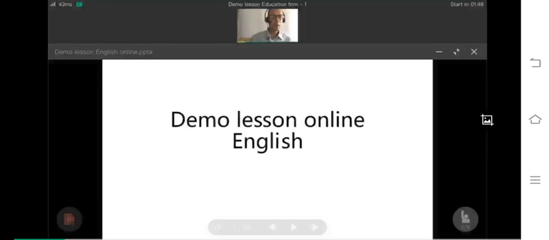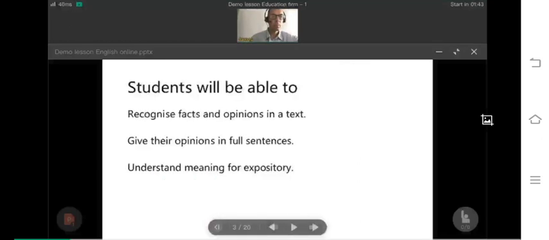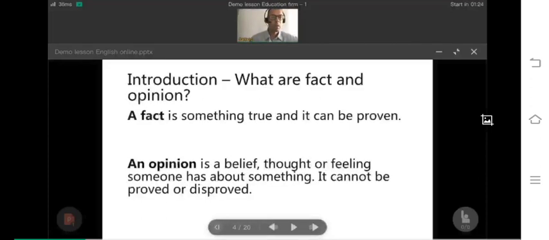Here is the lesson opener. In the lesson, the students will be able to recognize facts and opinions in a text, give their opinions in full sentences, and also understand the meaning of expository. The first thing I would do would be give a definition, define both.